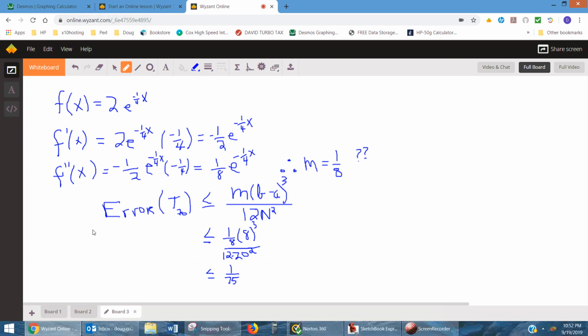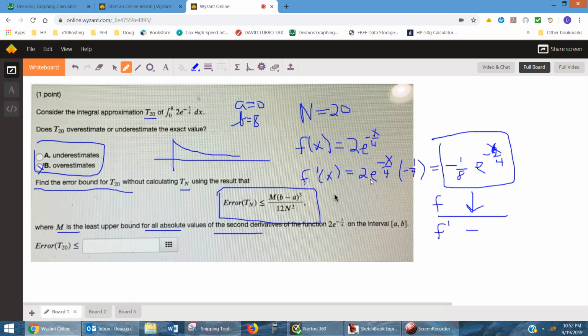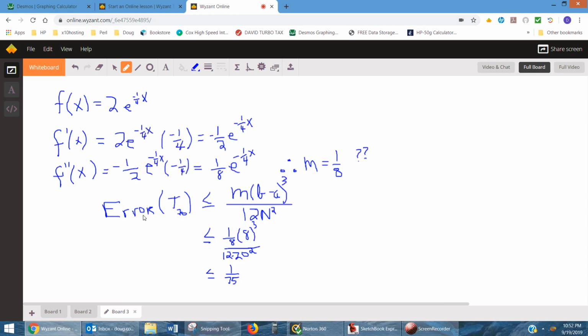Oh, by the way, I just realized that on board 1 I said this was minus 1/8. It should have been minus 1/2. I made that mistake earlier. 1/4 times 2 is negative 1/2. Okay, so back to board 3. So it's the second derivative that has this 1/8 out front.